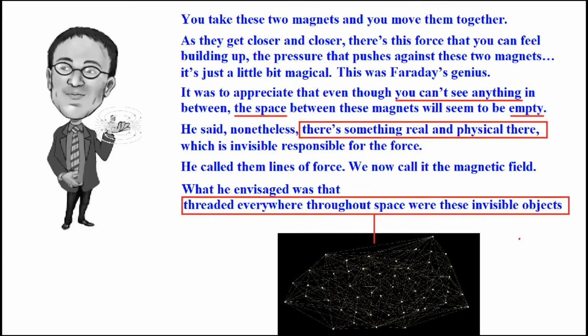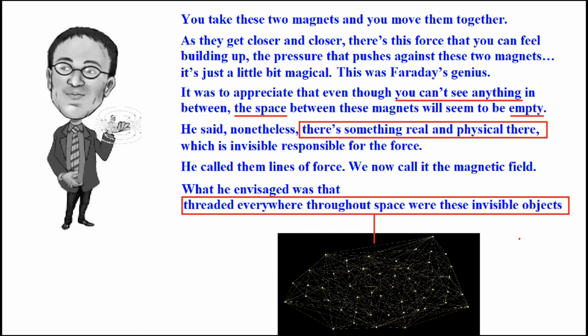Okay, so here this fellow again continues, and he says, you take these two magnets and you move them together. As they get closer and closer, there's this force that you can feel building up, the pressure that pushes against these two magnets. It's just a little bit magical. This was Faraday's genius. It was to appreciate that even though you can't see anything in between, the space between these magnets will seem to be empty. He said, nonetheless, there's something real and physical there.